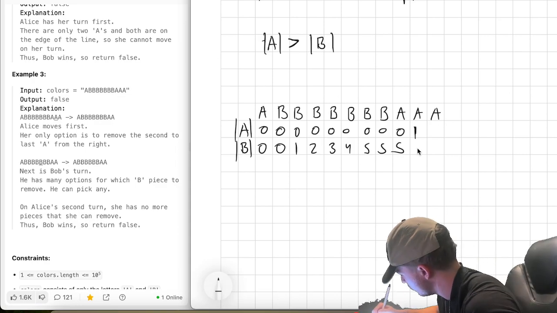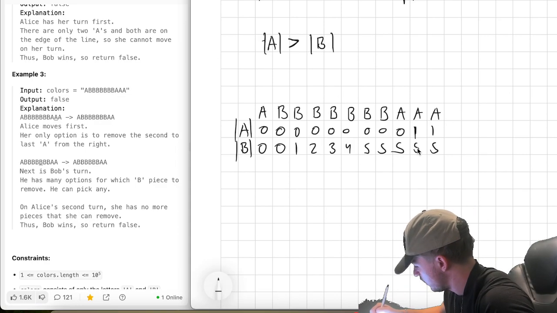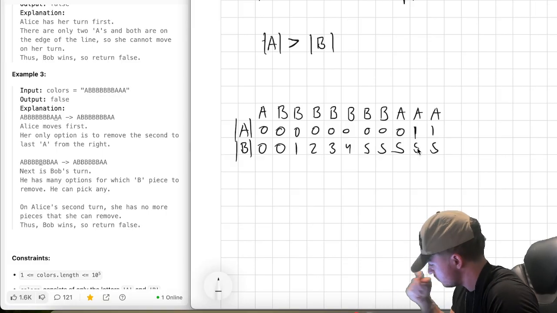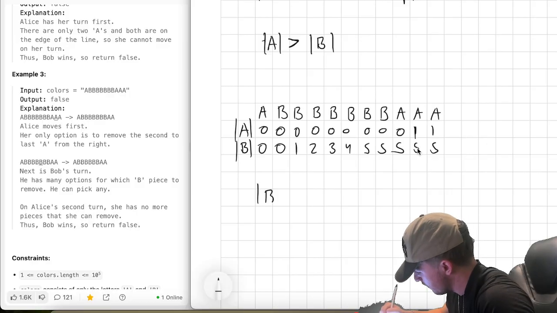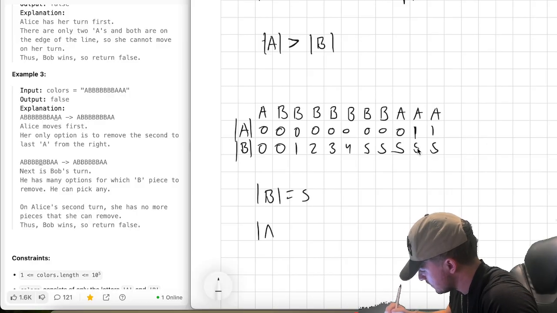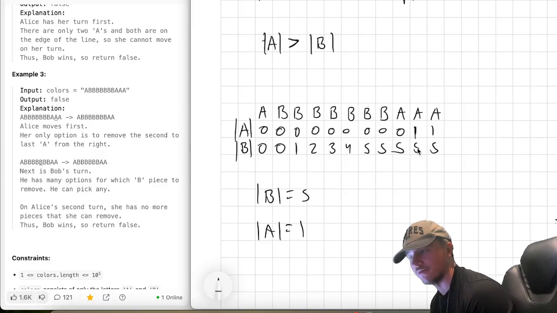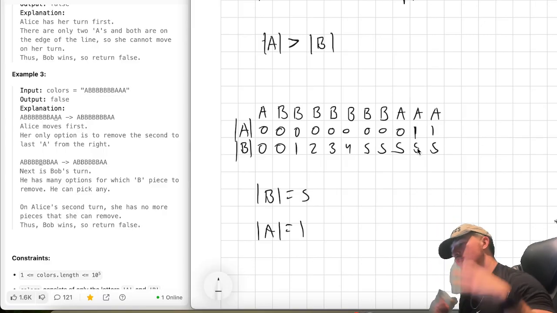Well, no, Bob can't remove B's. So in total, there are 5 B's, right? When you do one pass, Bob is 5 and Alice is 1. So obviously Bob's going to win, right? And even if you could combine these, he still won't win.